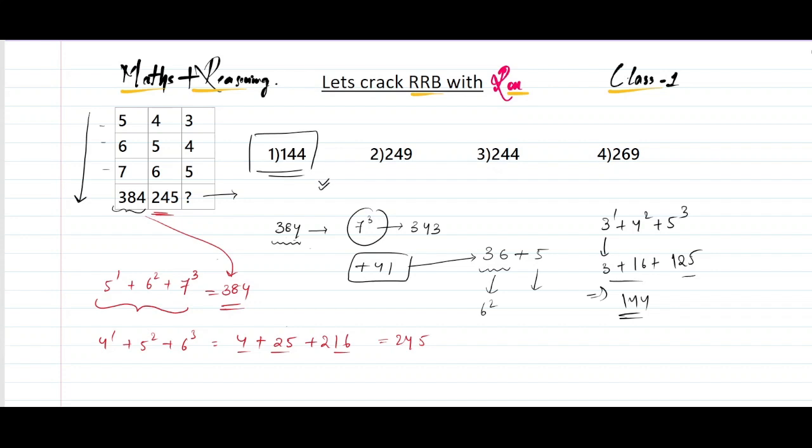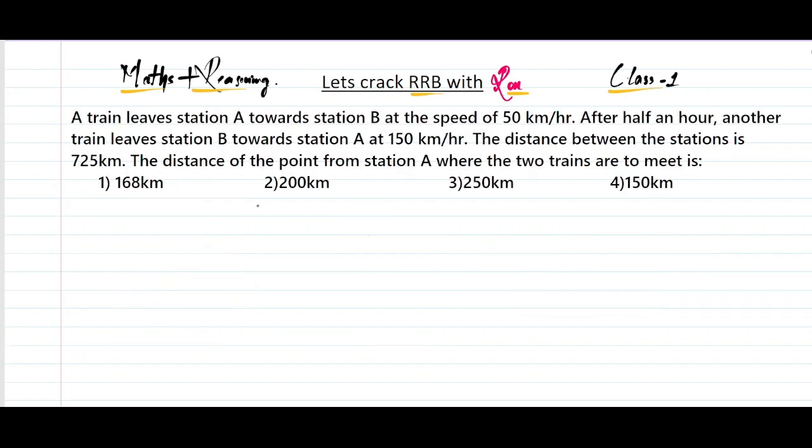Okay, next question. See here I mixed both math and reasoning questions. Okay, in the examination you'll get like that only. See the question here. A train leaves station A towards station B at the speed of 50 km per hour. So let's make the two stations here. Here we have two stations, station A and station B, and let there be a train T1 leaving from station A with a speed of 50 km per hour.